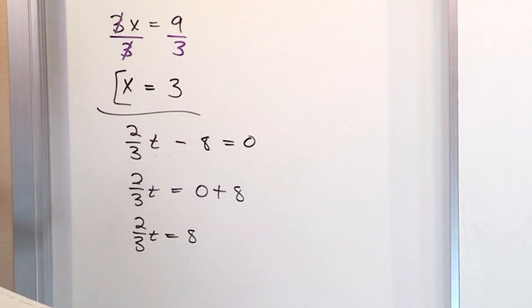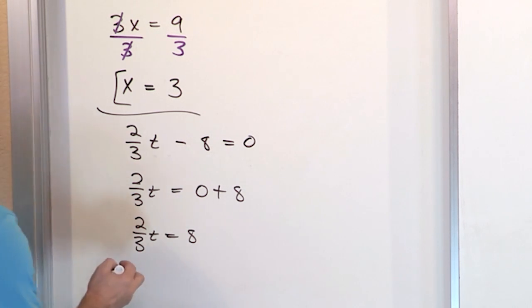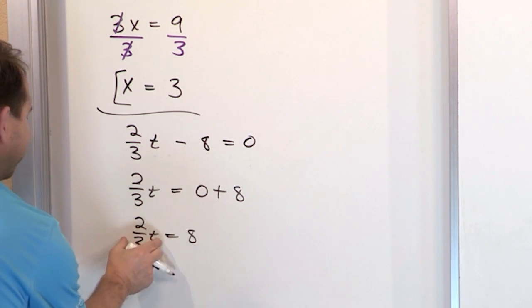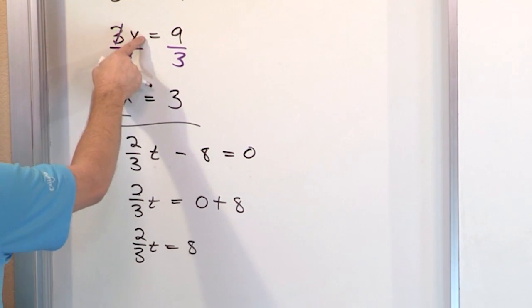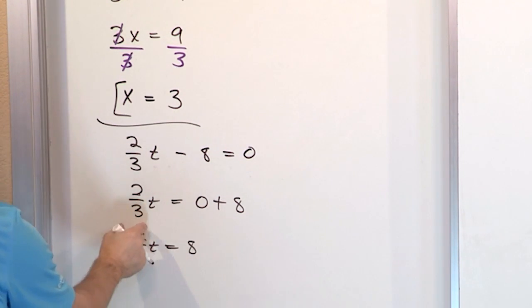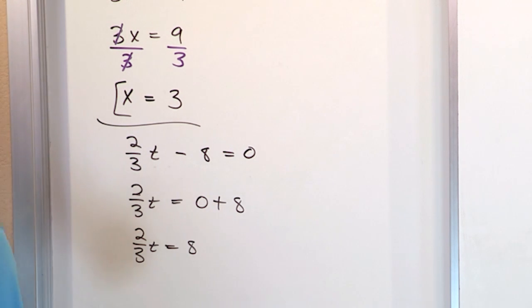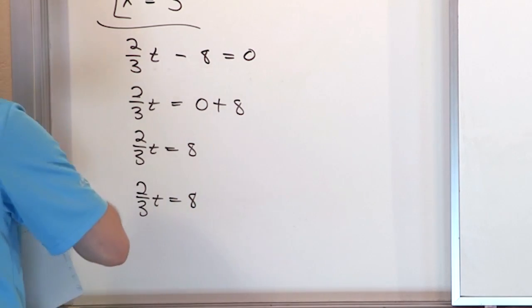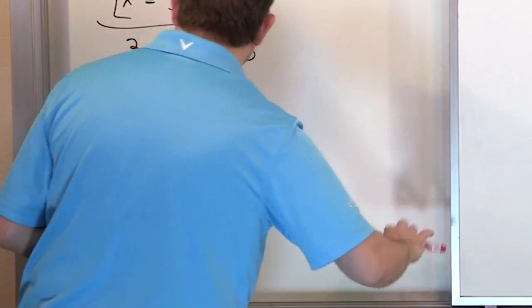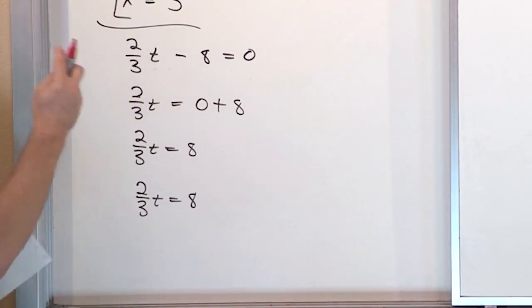Now there's a lot of ways you can proceed here to get the rest of the answer. But we want to get t by itself. So it's just a number in front of the t. Just like here there was 3x, here we have a number in front of the t. It's just that this number is a fraction. So let me rewrite it. 2/3 t is equal to 8. Now your teacher or whoever you work with in class might do it differently. But I'm going to show you this.